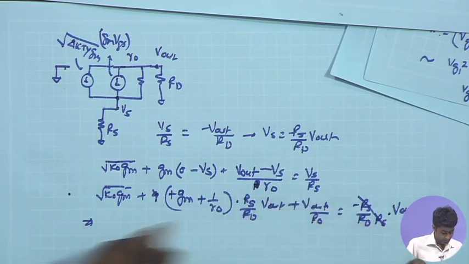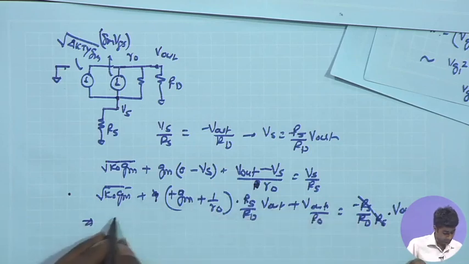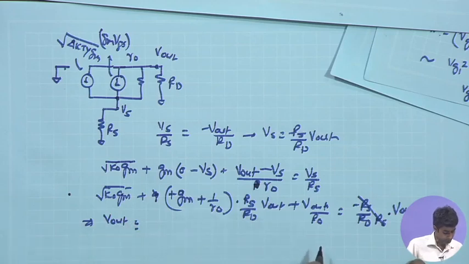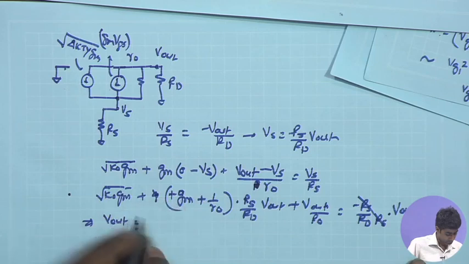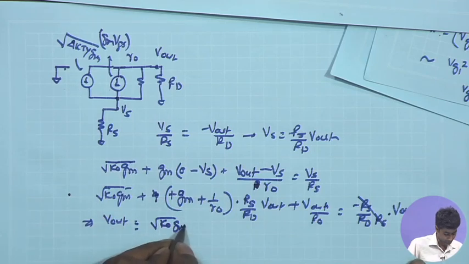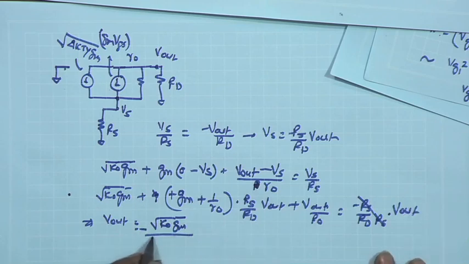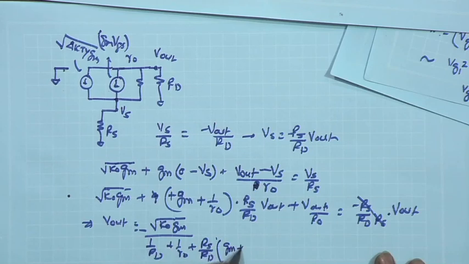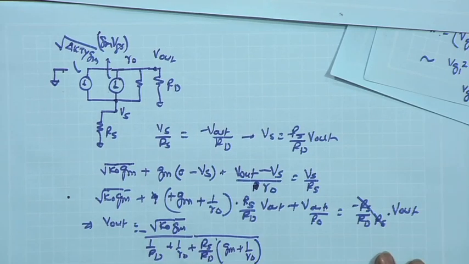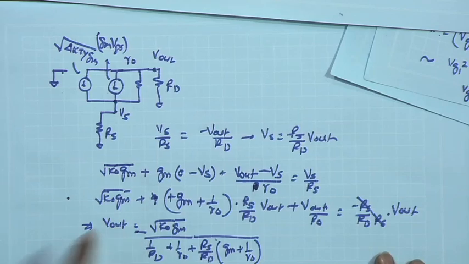We are now I can take this on the other side and find out the expression for V out. So V out is going to be given by root under K0 Gm divided by, with the minus sign, 1 upon Rd, 1 upon Ro plus Rs upon Rd times gm plus 1 upon rho. This is the overall expression I am getting for the V out.